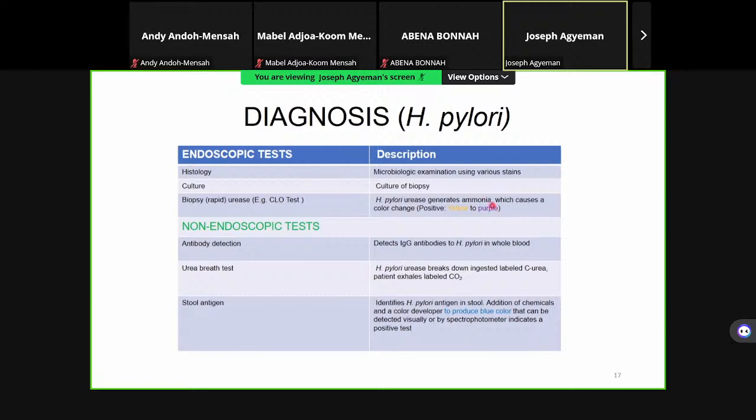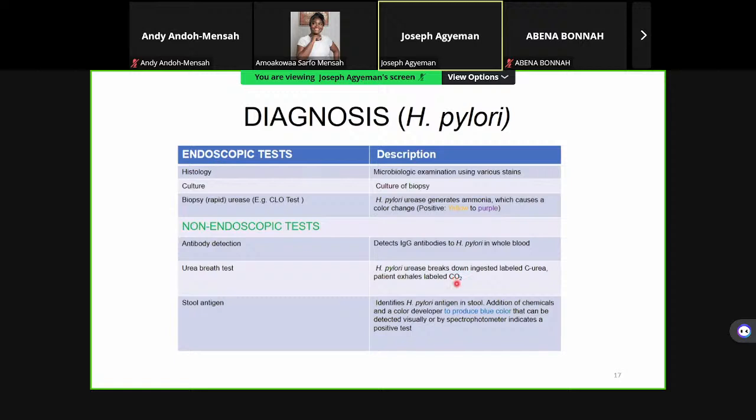So remember, over here in the CLO test we are utilizing the ammonia, but over here we are using the carbon dioxide. The carbon within the urea will be labeled. So a labeled carbon urea is used, and the moment you breathe out, the carbon that will come out will have the labeled carbon in there, and that shows that there is urease there. You can also do stool analysis. So you try to detect antigens from H. pylori that are present in the stool. When this happens, it shows that H. pylori is there.